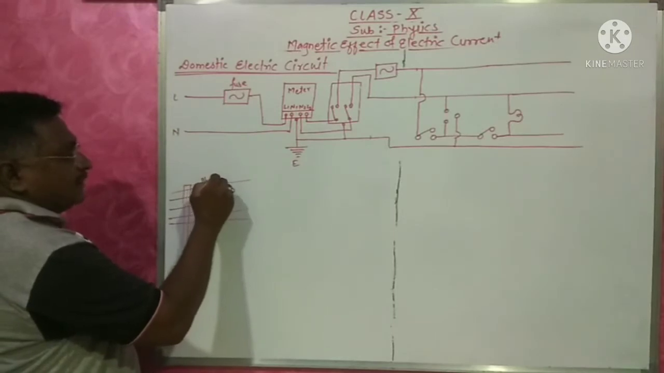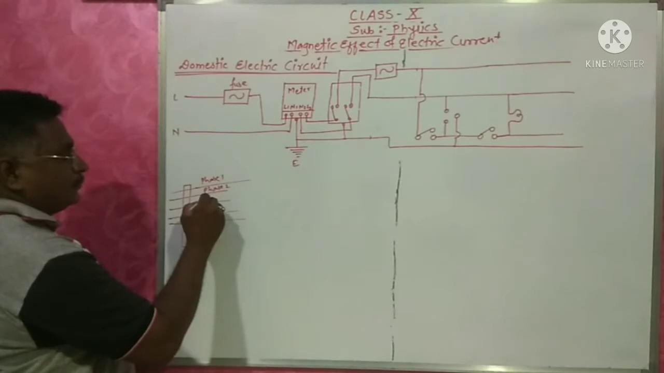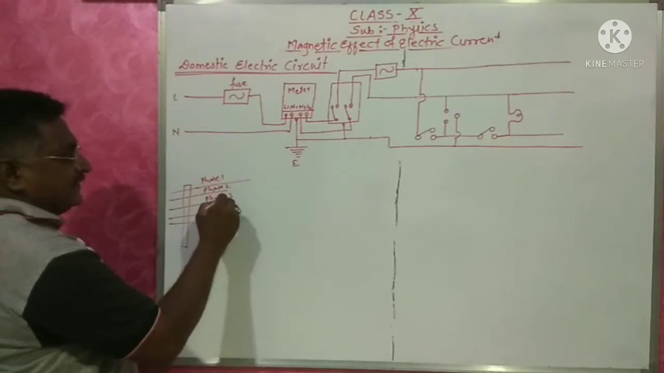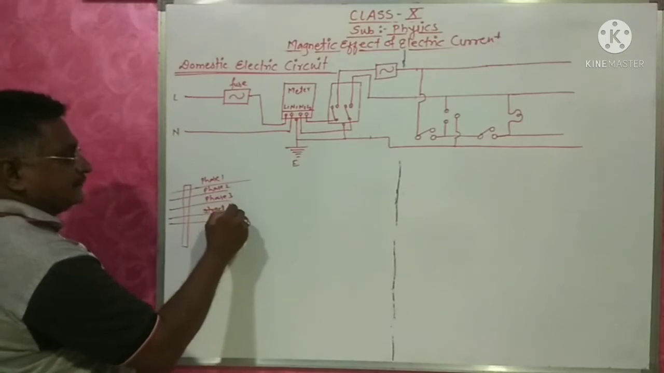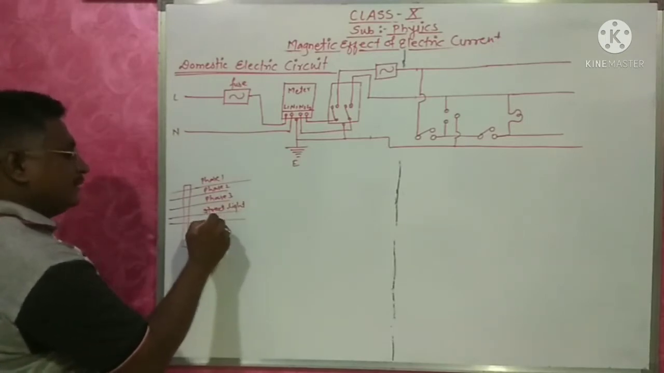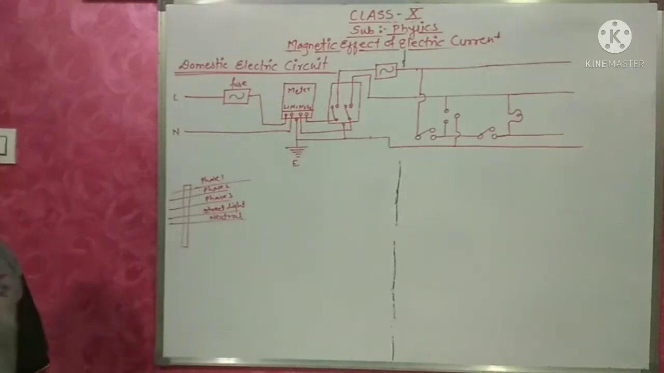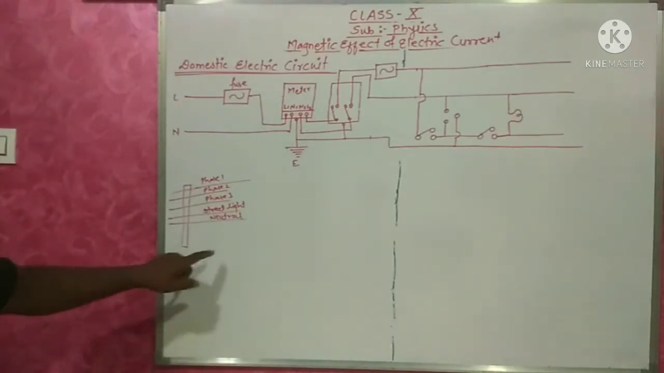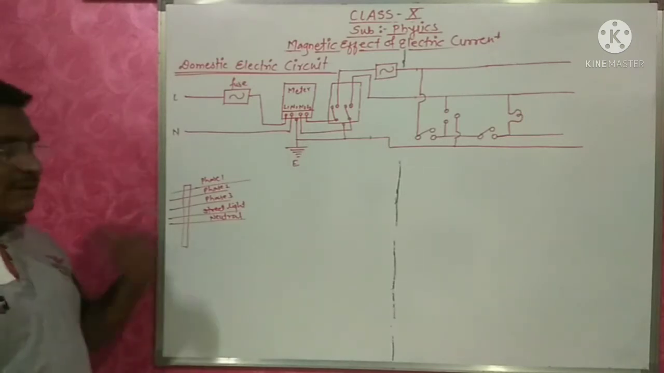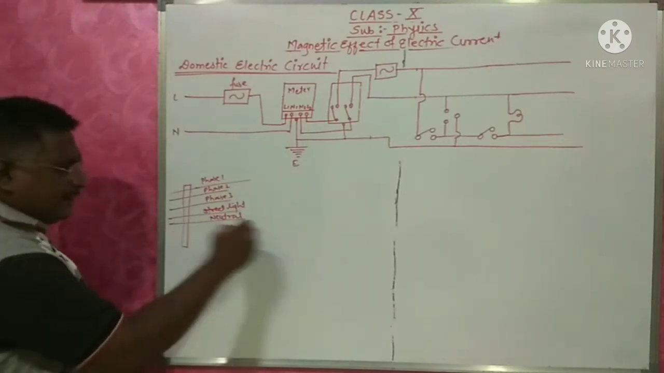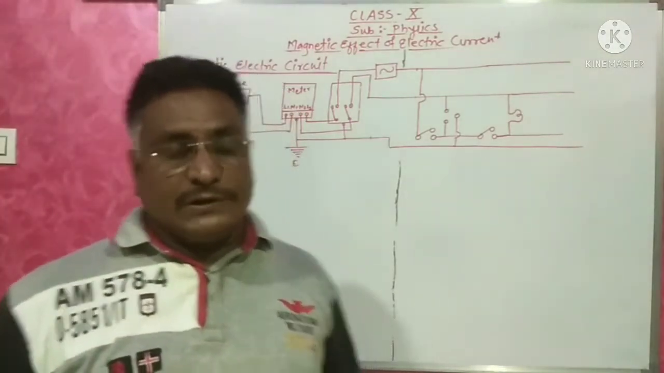This is phase 1, phase 2, phase 3, street light and neutral. These 5 wires are there. So from these 5 wires, 3 wires are coming into our home, and below that a metal wire is there, that is called the earthing.